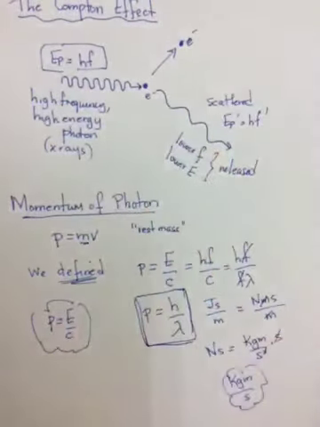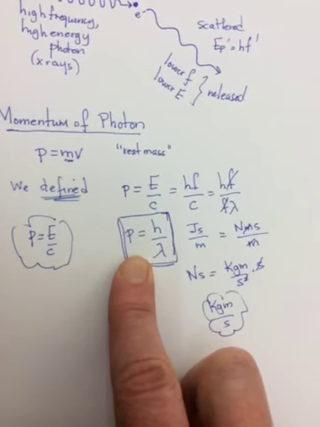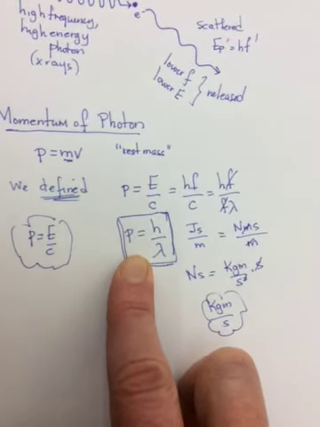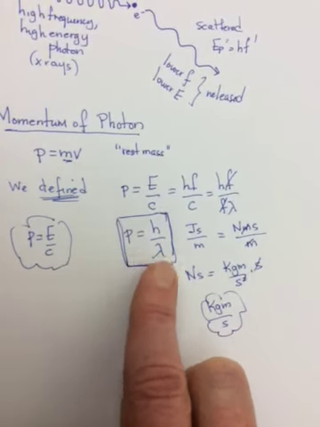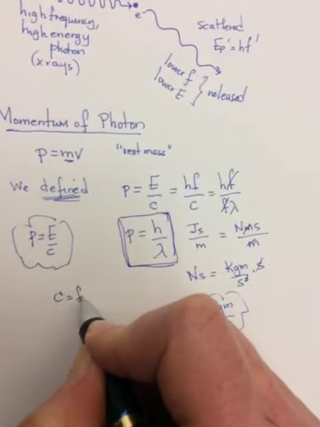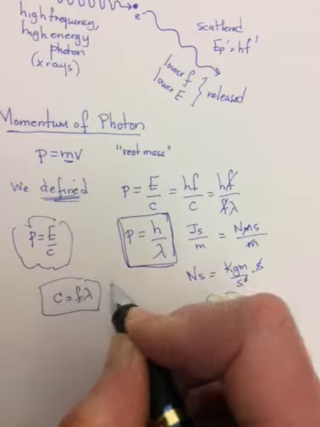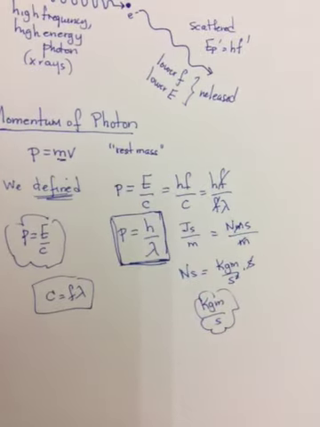And so coming from all of this, we get an equation where we can calculate the momentum of a photon if we know its wavelength, or of course if we know its frequency, because if we know its frequency, we can find its wavelength since we know c is equal to f lambda. Okay, so this is the equation to calculate the momentum of the photon.